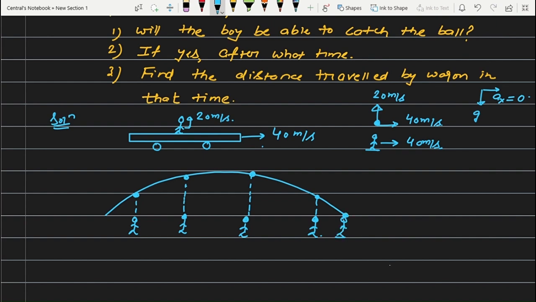I hope it is clear to all of you. So first, will the boy be able to catch the ball? The answer is yes. And if yes, after what time? Now we need to find the time of flight.